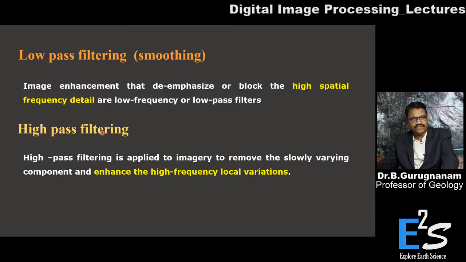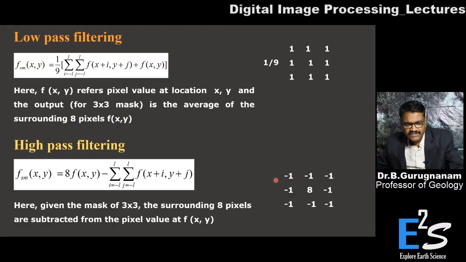So I must go with either low pass filtering or high pass filtering. The low pass filtering, what happens here, it blocks the high spatial frequency detail. High pass filtering enhances the high frequency. You see, it's very simple. Low pass filtering enhances low frequency value. High pass filtering enhances high frequency value. Understand like this, so it will be very easy for us to understand.